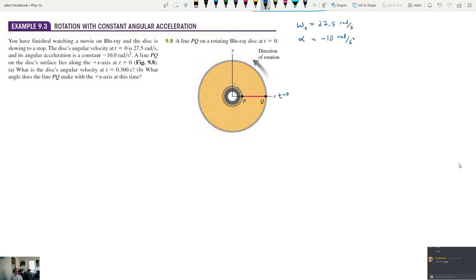Out of the page, right? And again, if you don't understand how to figure that out, you take your fingers and point along the way it's rotating, and you rotate your right hand in the direction that it's rotating. So your thumb points out of the page. So this is in the positive z direction, right?